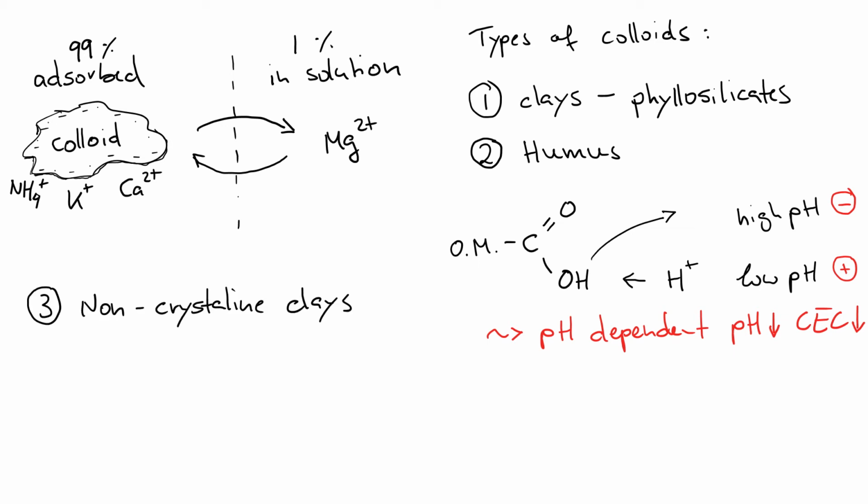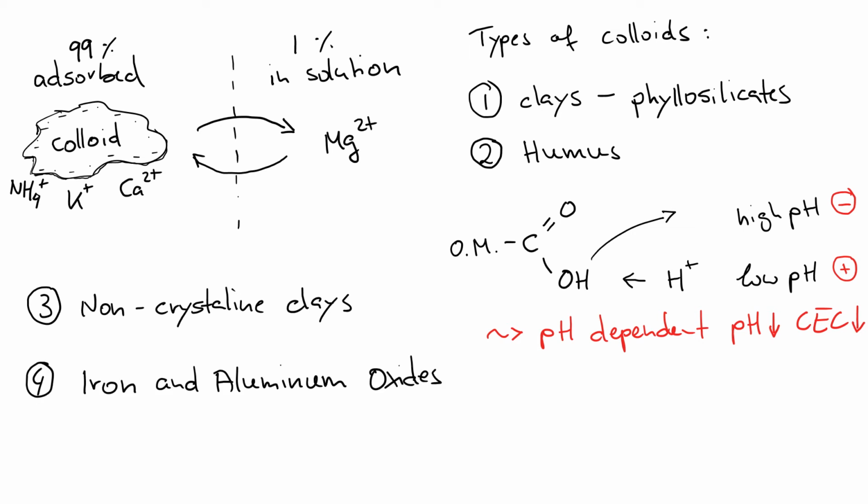The third important group are non-crystalline clays. I call them non-crystalline or sometimes amorphous, meaning they don't really have a structure, or they're very poorly defined structure. These non-crystalline clays are common in volcanic ash, so in andisols we would tend to find them, where they would actually have a high cation exchange capacity in some andisols. Most of these are composed largely of glassy materials containing silica and aluminum, surprise.